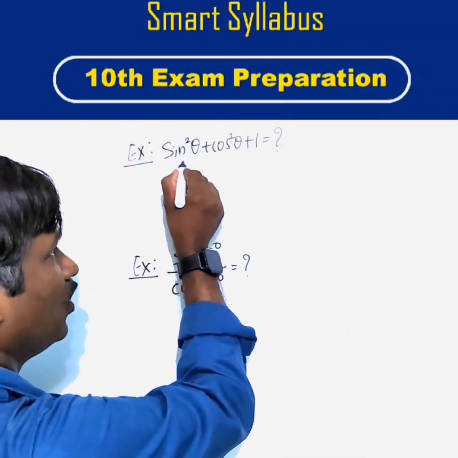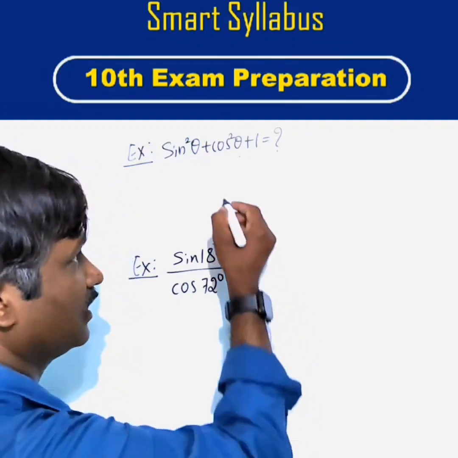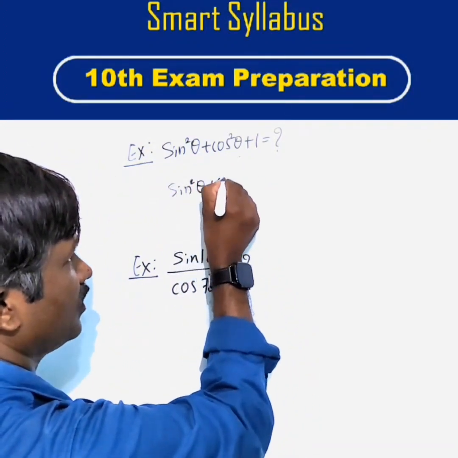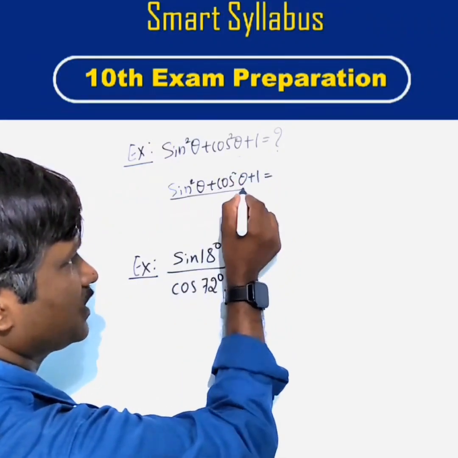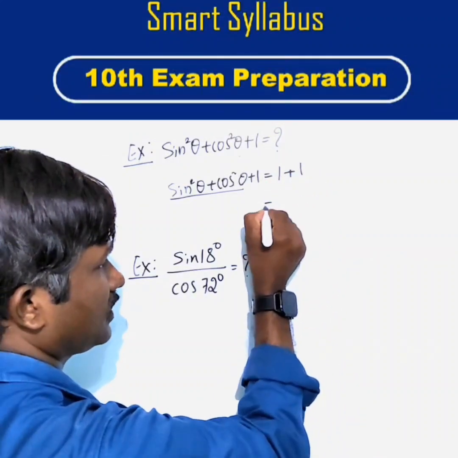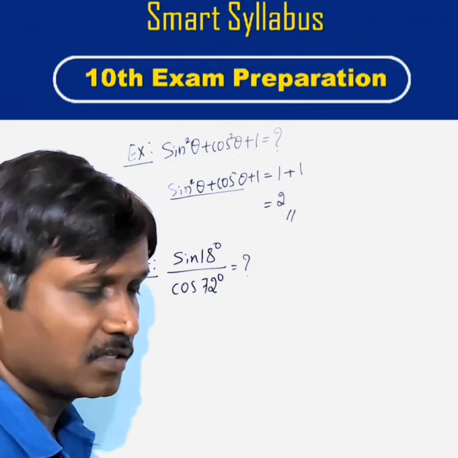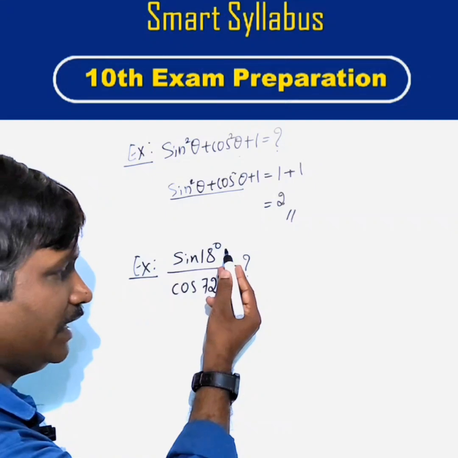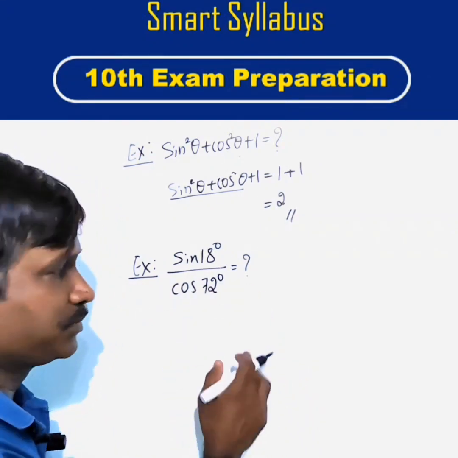As you all know, sin square plus cos square is one famous first identity of trigonometry, and that is 1. It means it's a 1 mark question. So let us solve this one. Sin square theta plus cos square theta plus 1 is equal to 1 plus 1, that's equal to 2. See, so simple question, isn't it? Now one more similar question is here. As you can see, sine 18 degree upon cos 72 degree. Now what's the value of this one?